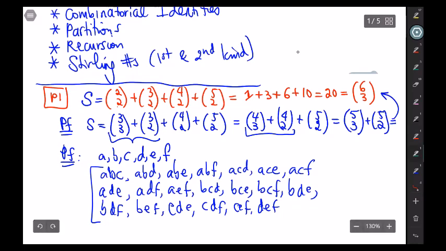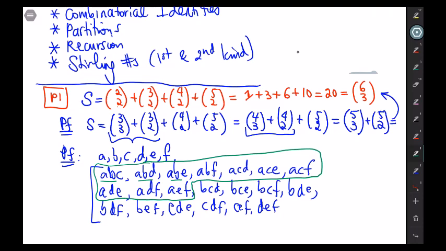Do you guys see that in all of these, I organized them in alphabetical order already? So we can just group the ones which start with an A. How many of them do we have? 10 of them. I wonder why 10 of them start with an A. Can someone tell me why? 5 choose 2.